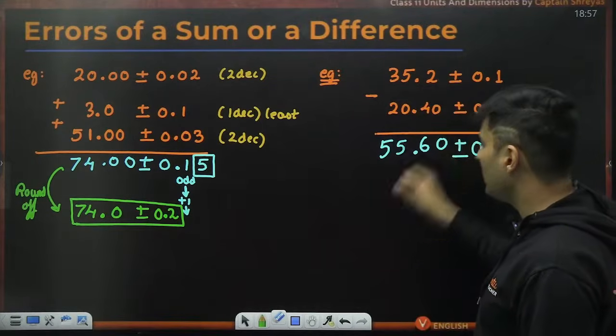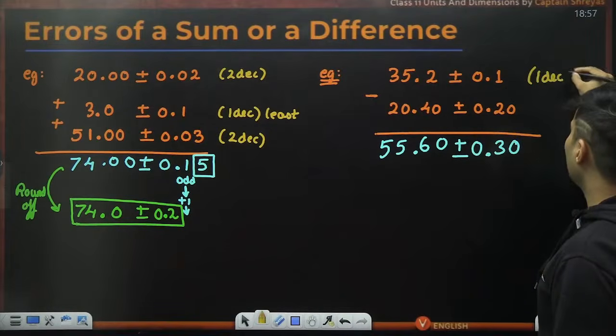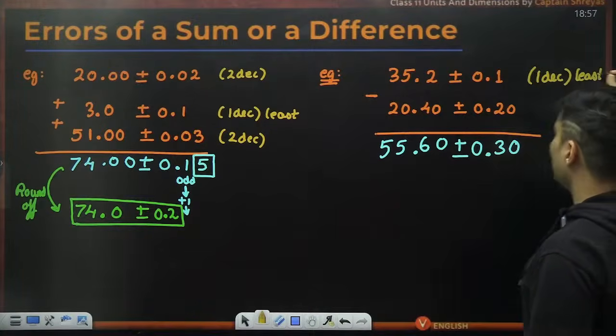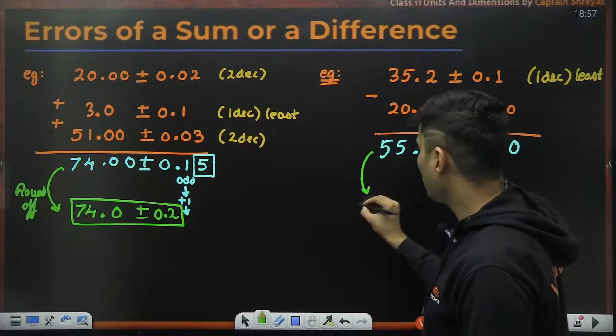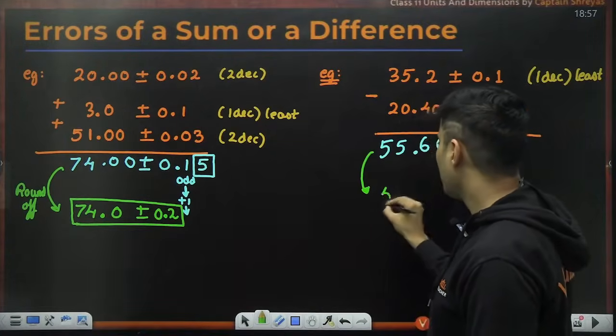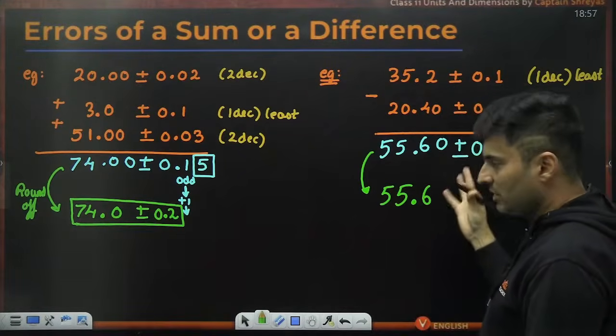All right. What about this? I can see one decimal here, two decimals here. So one decimal is basically the least. So final answer also should have one decimal. 55.60. You are going to round it off. Yes, it will be just 55.6. You don't have to do anything else over here, just by luck.